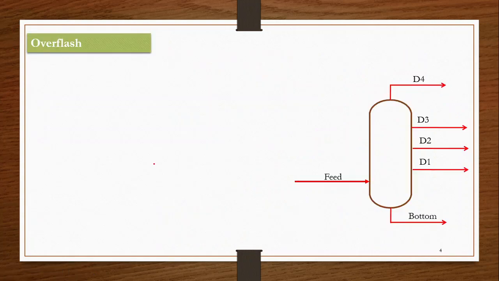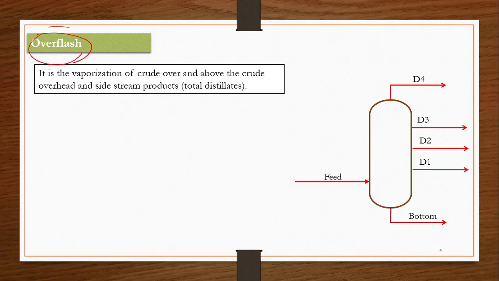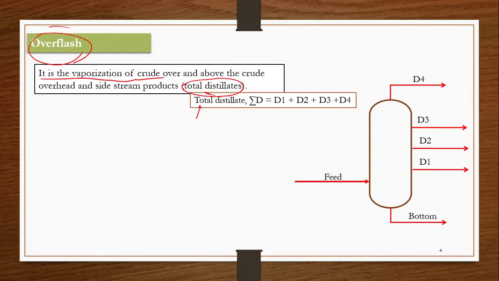Now the third term is the overflash. So what is the meaning of overflash? It is the vaporization of the crude over and above the crude overhead and side stream products, simply the total distillate. In other words, again I am repeating, it is the vaporization of the crude over and above the total distillate. What is the meaning of total distillate?